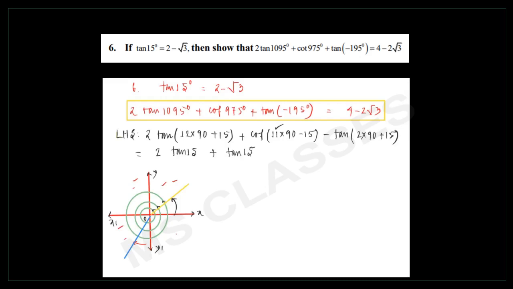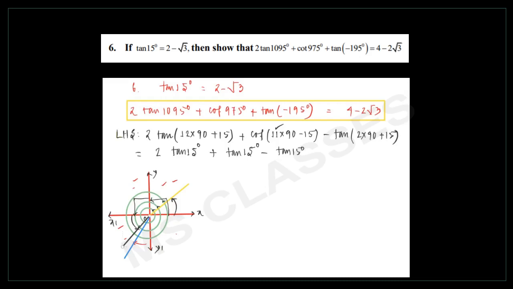Now we come to the next one. It is minus 10, 15. Why 10, 15? It is 290. It is 2 into 90 plus 15. 2 into 90 plus 15 means 190, second 90 plus something. So this is terminating in which quadrant? It's terminating in the third quadrant.